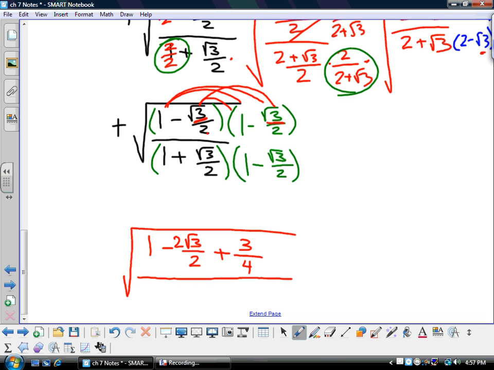On the bottom of the fraction, we're multiplying conjugates. We like multiplying conjugates because we know the outsides and the insides cancel out. So we're just going to have 1. The negative square root of 3 over 2 and the positive square root of 3 over 2 would cancel out. So we just have to do the lasts, which are minus 3/4.